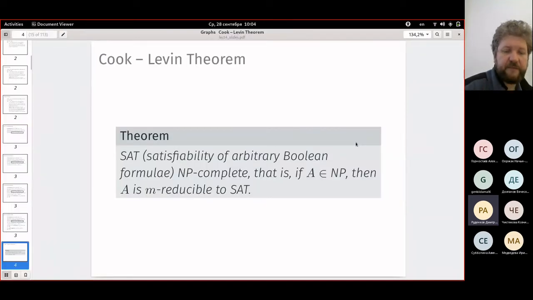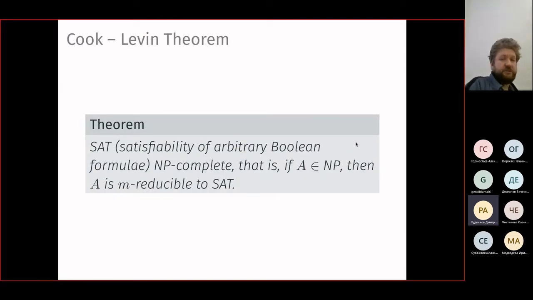And this is the Cook-Levin theorem. We claim that satisfiability of arbitrary Boolean formulae is NP complete. That is, if A is in the class NP, any problem in the NP class, then this problem is reducible to SAT. So this looks like, how in the world could we prove that? Because there is an arbitrary NP problem. We don't know what it is about. We just have an arbitrary non-deterministic polynomial algorithm which does something, and we can reduce it to SAT.